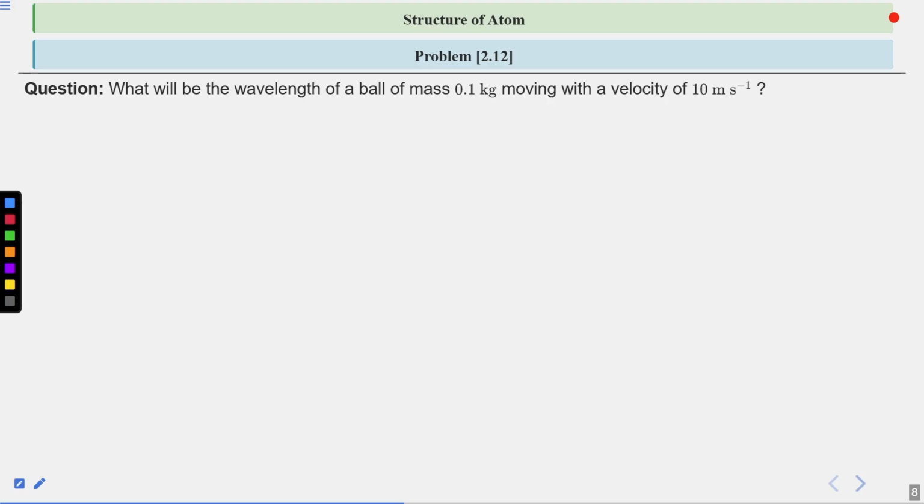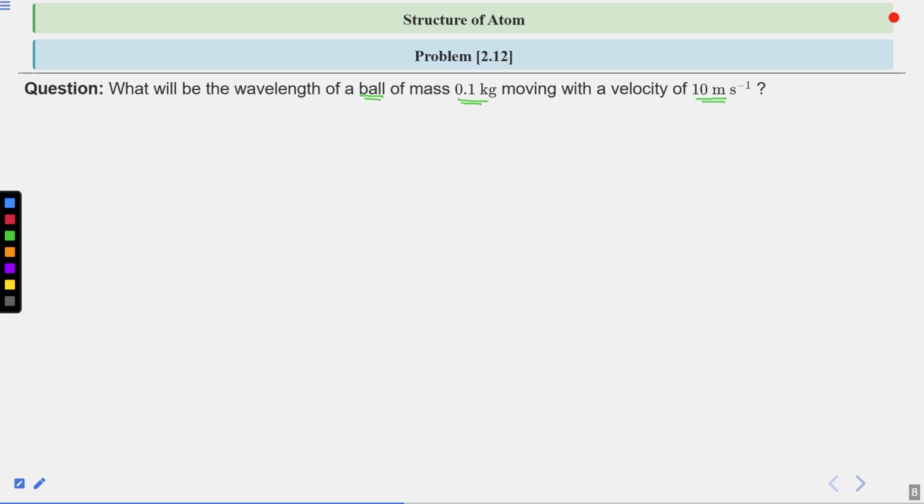Now we will see an example to understand that. Suppose we have a ball. The ball has a mass of 0.1 kg and a velocity of 10 meter per second. Then what will be its wavelength? I request you all to write the answer in the chat section. Simple formula, apply that formula and get your answer.